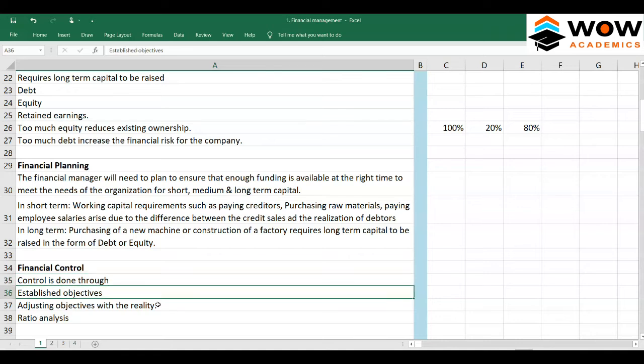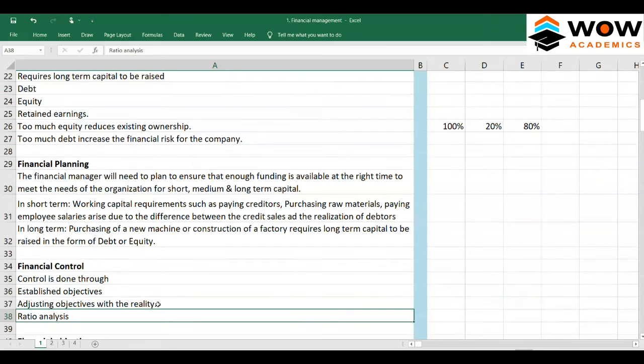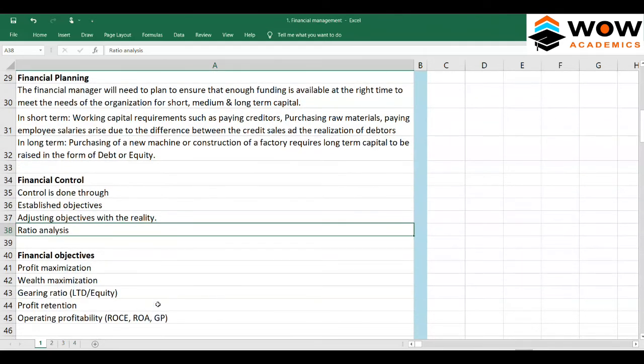Thereafter, if the reality is changing, if there's going to be a COVID situation, okay, currently we have a COVID situation, in this situation we cannot have the old objectives. Earlier we might have had a net profit target of 25%. Due to COVID we have to reduce it to something like 20% or 15%, depending upon the company and its circumstances. One of the major control tools here is ratio analysis. So that's about the financial control here.